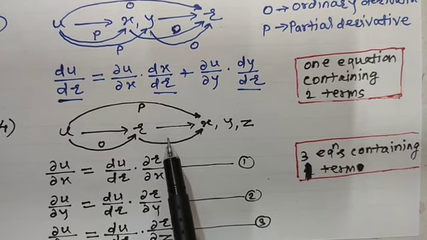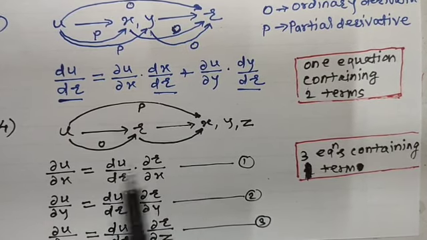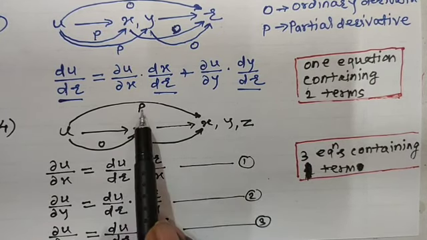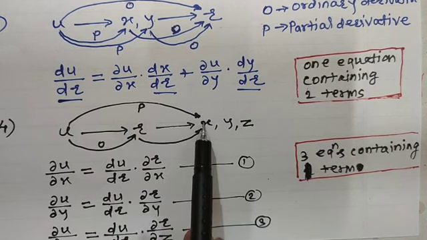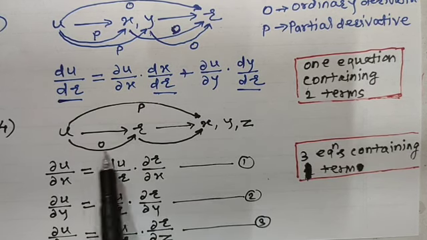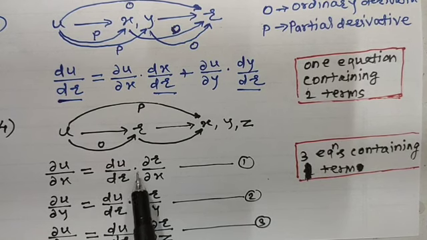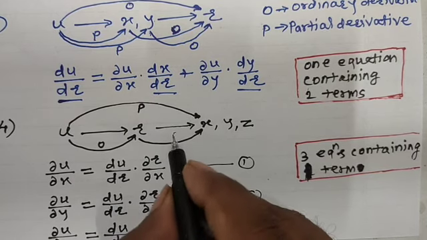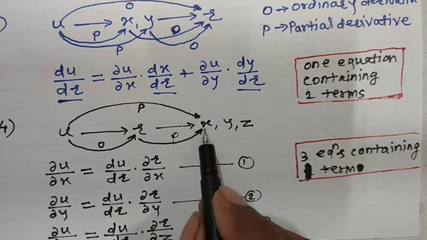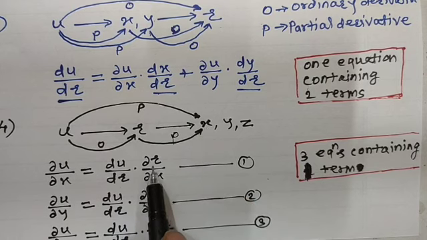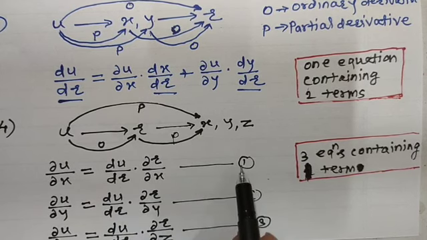Now we have to check ordinary and partial derivatives. You have to take the derivative of u with respect to x, but there are more than one variables, so this derivative will be partial. This partial derivative of u with respect to x is equal to the derivative of u with respect to r, which will be ordinary, into the derivative of r with respect to x, which will be partial because there are three variables. So there is only one term in the first equation.